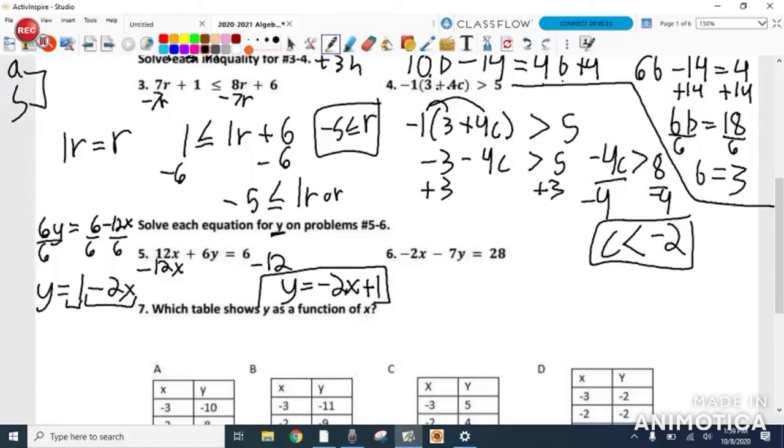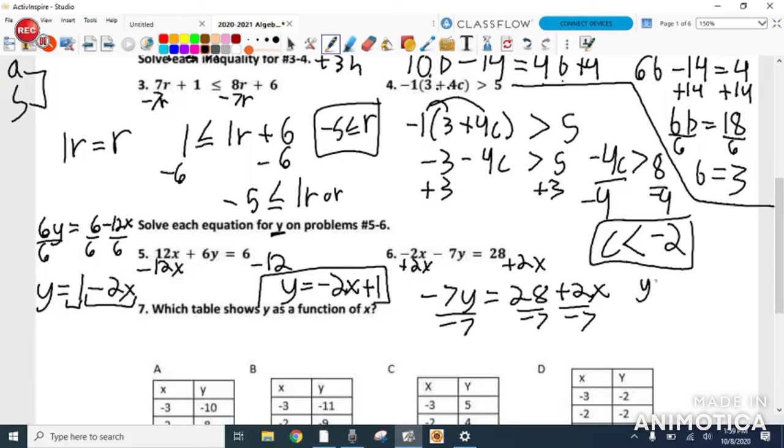And you're just going to apply that same tactic to number 6, okay? So I need to add 2x to both sides. Now it's going to be negative 7y equals 28 plus 2x. Now, I'm going to divide each term by negative 7. That'll give me y by itself equal to, what's 28 divided by 7? 4, but I have one positive, one negative, so it will be a negative 4.